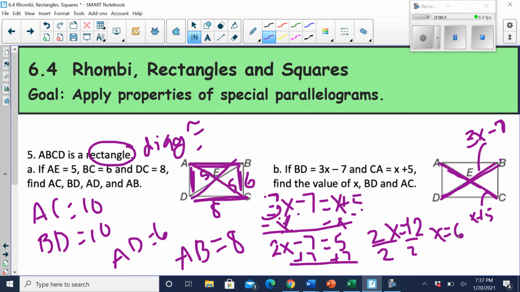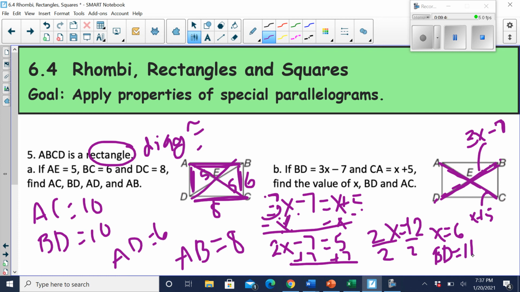So the other piece they asked me to find here was BD. And for BD, I'm just going to go back and substitute it in. BD was 3x minus 7. So if I take 3 times 6, that gives me 18, and 18 minus 7, I'd get 11 here.